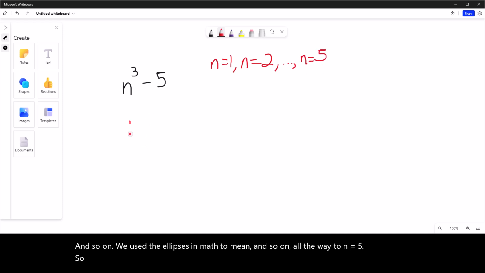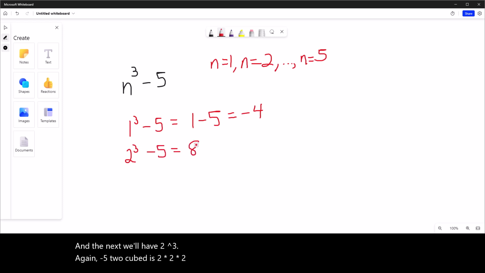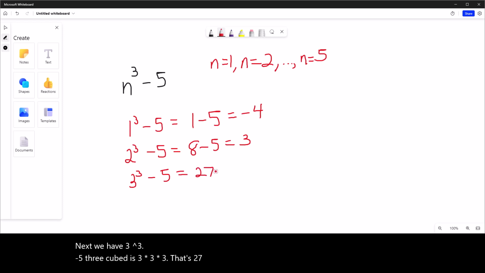So we'll start with n equals 1. That would be 1 cubed minus 5. 1 cubed is 1 times 1 times 1, that is 1. 1 minus 5 is going to be negative 4. And then next we'll have 2 cubed, again, minus 5. 2 cubed is 2 times 2 times 2. That's 8. So we have 8 minus 5, and that gives us 3. Next we have 3 cubed minus 5. 3 cubed is 3 times 3 times 3, that's 27. So we'll have 27 minus 5, and that gives us 22.